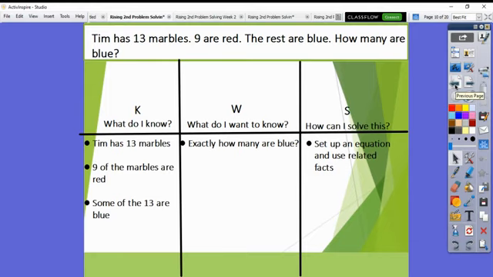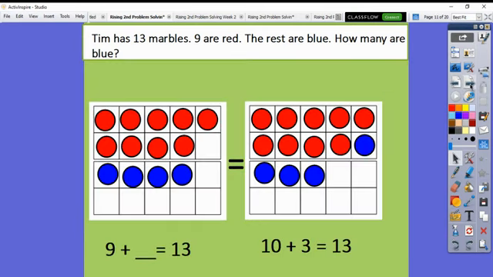Another strategy that I can use, and I kind of did it with the double tens frames, is I can set up an equation and then use related facts I know to help me with this. So let's go back to those double tens frames one more time because they're such a great tool. Okay, so I knew that 9 plus something should give me 13. And I simply counted on until I had 13.